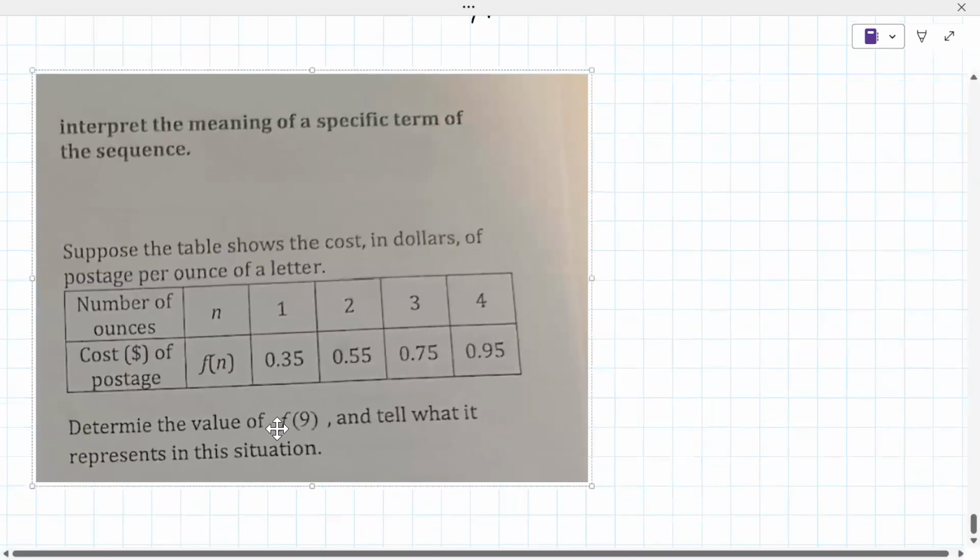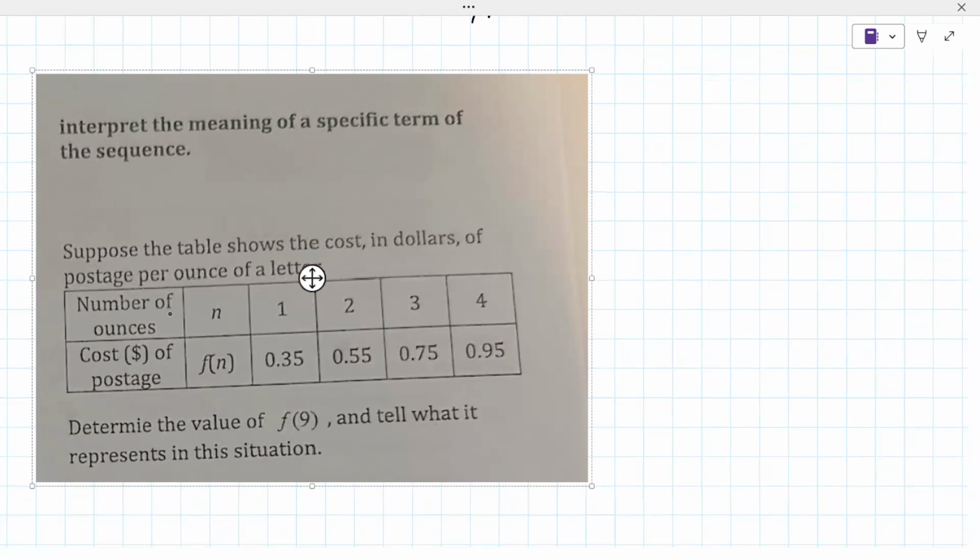The one on the right there, it's kind of the same deal. They're just cutting right to the end. They're saying, what is f of 9? What is the cost of 9 ounces? Well, you don't have a formula, so you need to figure out the formula for f of n. Here it's up 20 cents. So f of n equals 0.15 plus 0.2n.